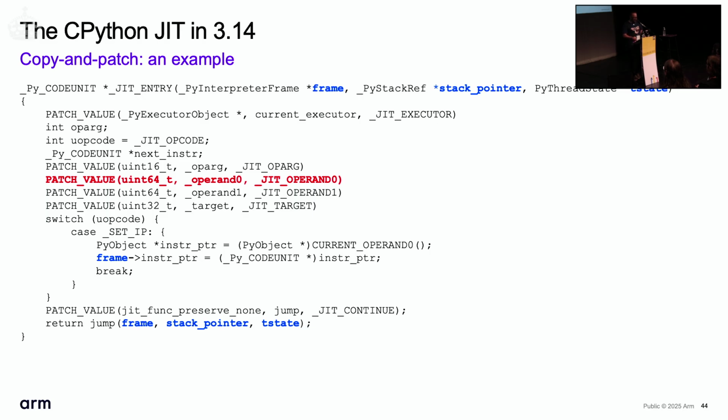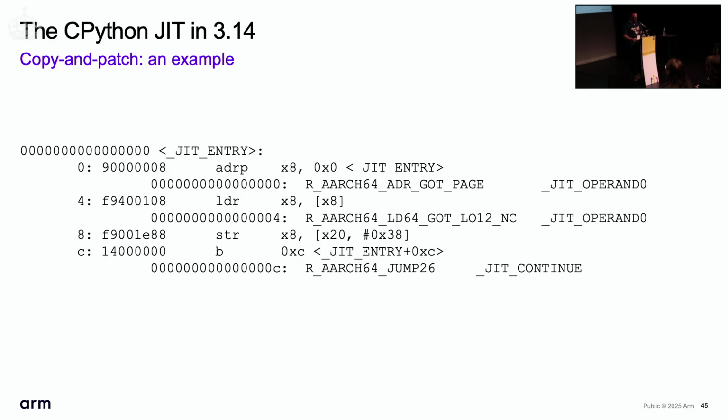In this case, setIP, the operation is very simple. It sets this frame's instruction pointer to the value of operand 0. That operand, which is the new instruction pointer, will be patched just before execution. So once patched, this becomes a fully functional micro-op execution unit ready to be called from within a trace.